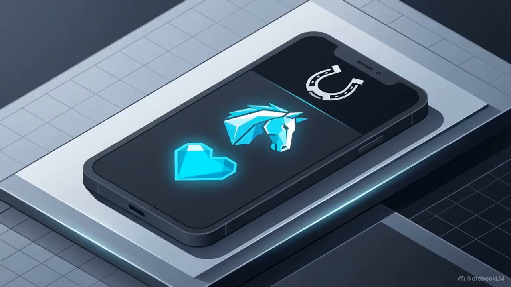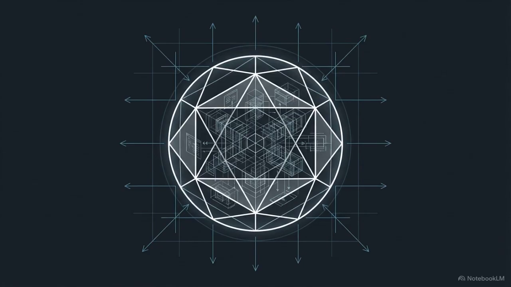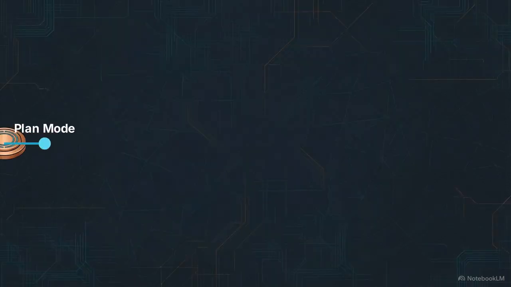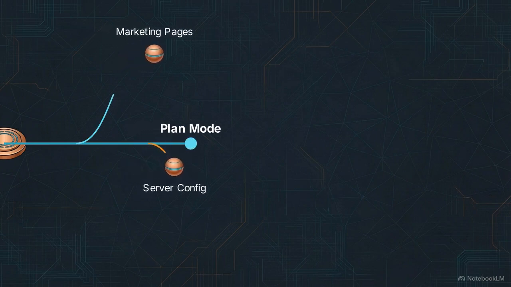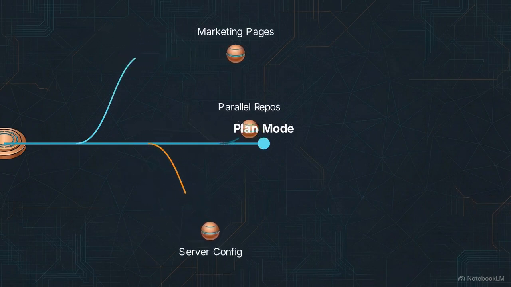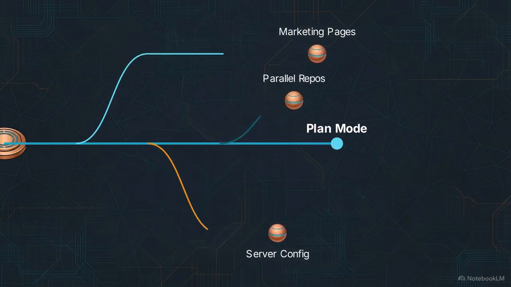To see how this operates in practice, let's look at a real-world prototype for a project called Horse Tinder. The workflow begins by entering Plan mode, where the AI drafts the basic architecture of the entire application. While the primary plan maps out, you spin up secondary agents to simultaneously build marketing pages or configure servers. But this requires a new feedback loop.